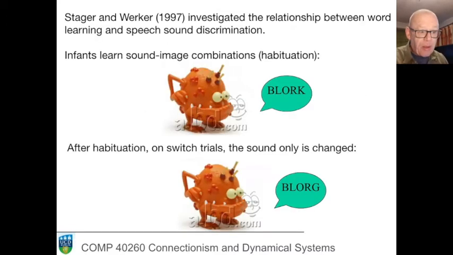So let's get going. Stager and Werker did the original work in the developmental, the infant lab. And they were looking at the relationship between word learning and speech sound discrimination. In the experiments which we'll be following, infants were doing a very specific task. They were learning not words, but word-image combinations.